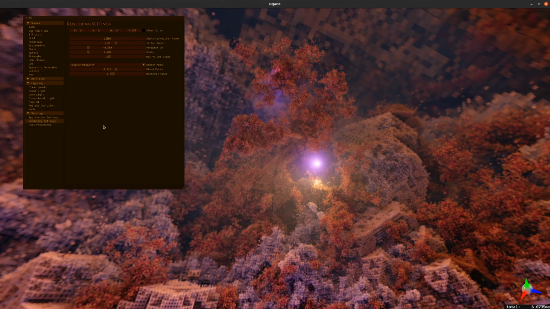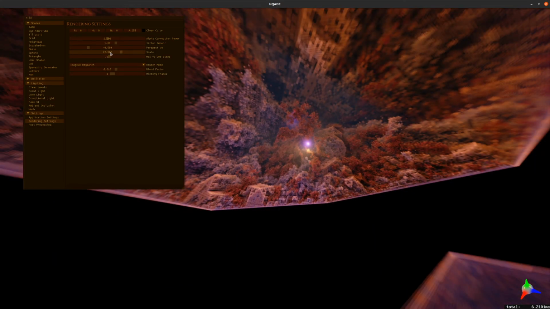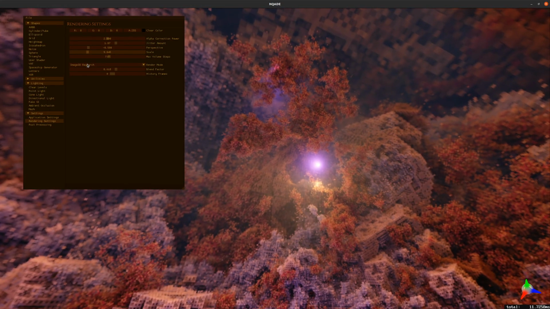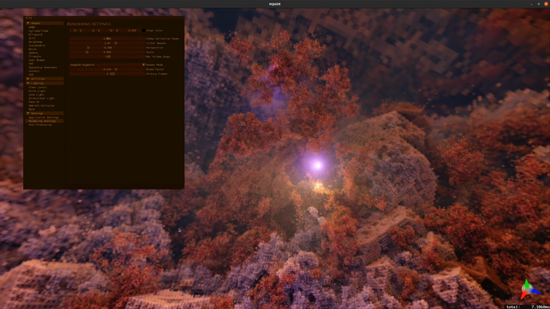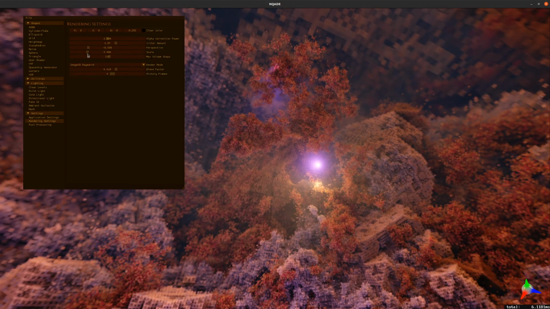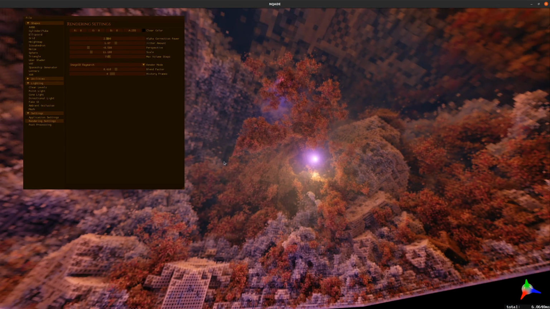What else? Scale is attached to the mouse wheel most of the time, so you just scroll in and out to zoom in and out. That's all of that. Clear color is the background.